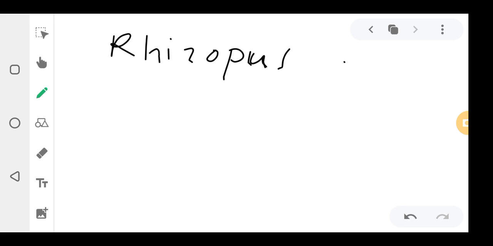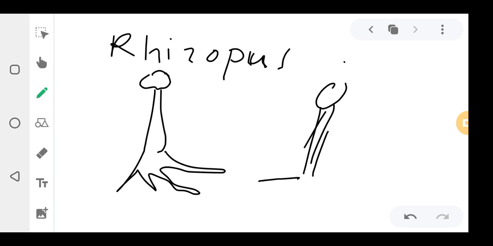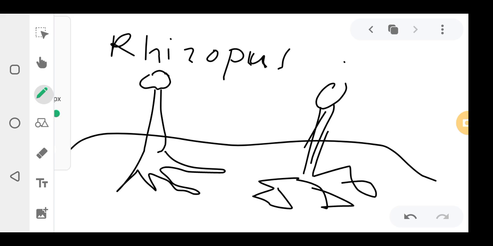So it looks something like this. Down here, these are like roots. They form vertical things like this, and then down here they're like roots. This is like a food substance. This top part is called sporangium.